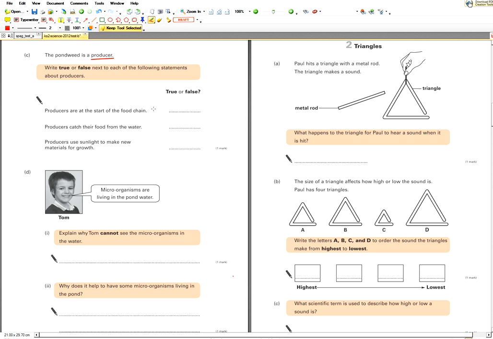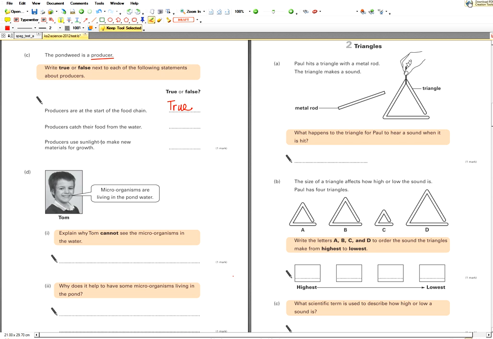False. True. Give me an example of a producer. Pondweed, grass, green things, plants, seaweed, leaves, for example.